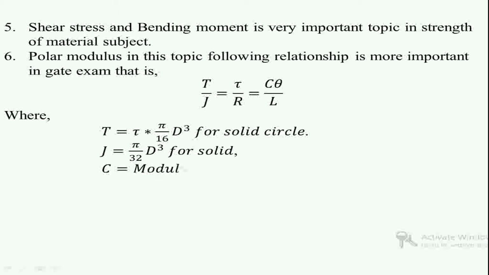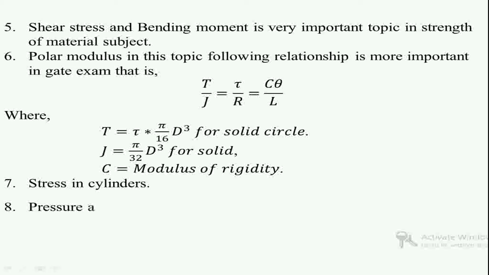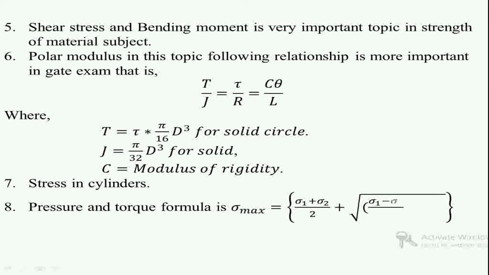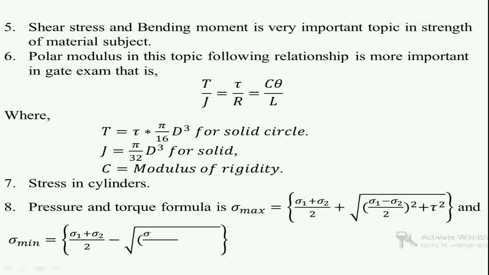Seventh one, stress in cylinders. Eighth one, pressure and torque formula is sigma_max equals (sigma_1 plus sigma_2)/2 plus square root of ((sigma_1 minus sigma_2)/2)^2 plus tau^2, and sigma_min equals (sigma_1 plus sigma_2)/2 minus square root of ((sigma_1 minus sigma_2)/2)^2 plus tau^2.